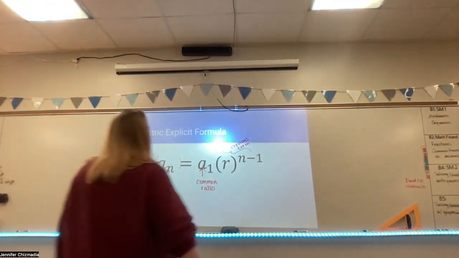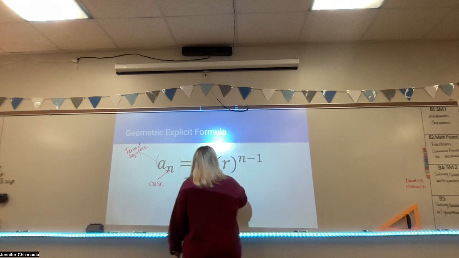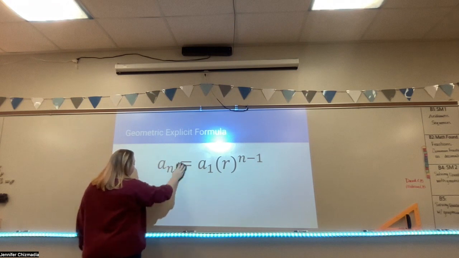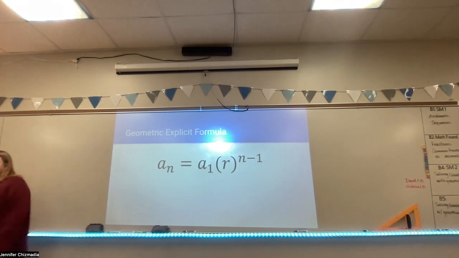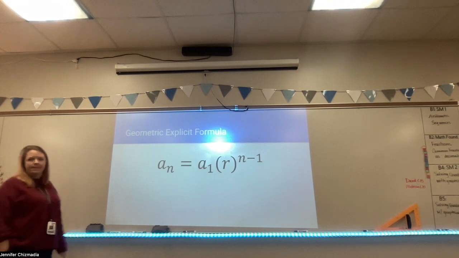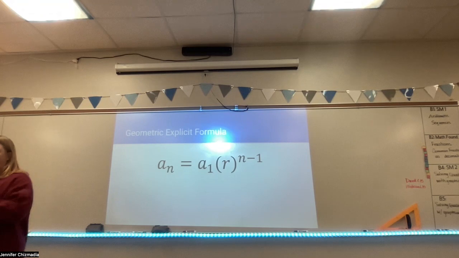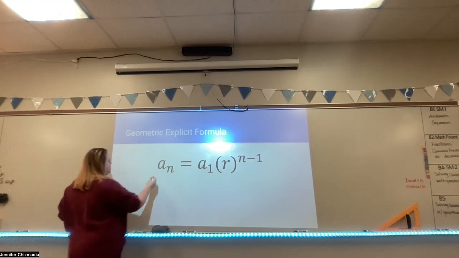Okay, so next we've got the explicit formula. Does anybody remember what an explicit formula is? It is different. Otherwise, it wouldn't have a different name. It does have an exponent. But the explicit formula is the formula that puts it in terms of n. You don't have to have every number in the sequence first. Okay, so our a sub n is still the term that we're looking for, right?